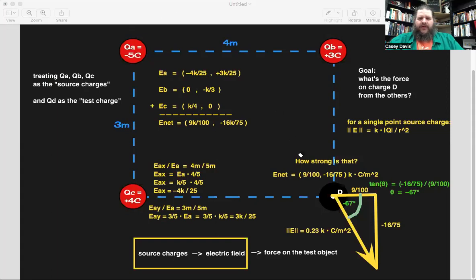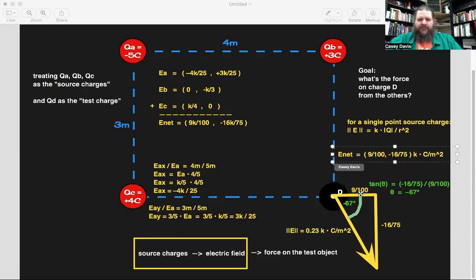Any questions on that so far? Now that we know how strong the electric field is in terms of K, which we could fill in later if we need to, and also in terms of the direction.